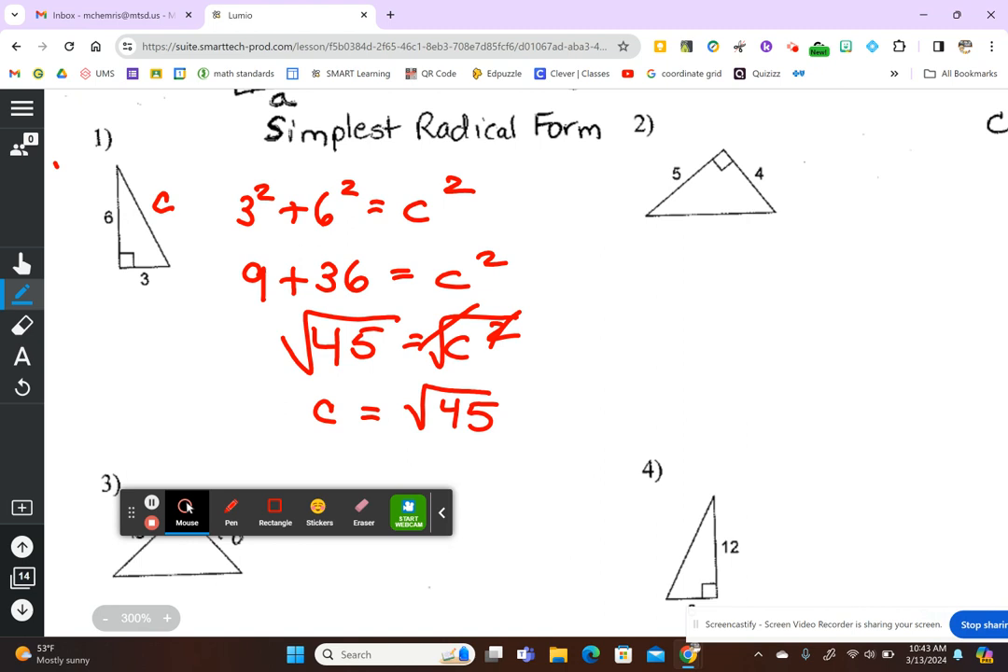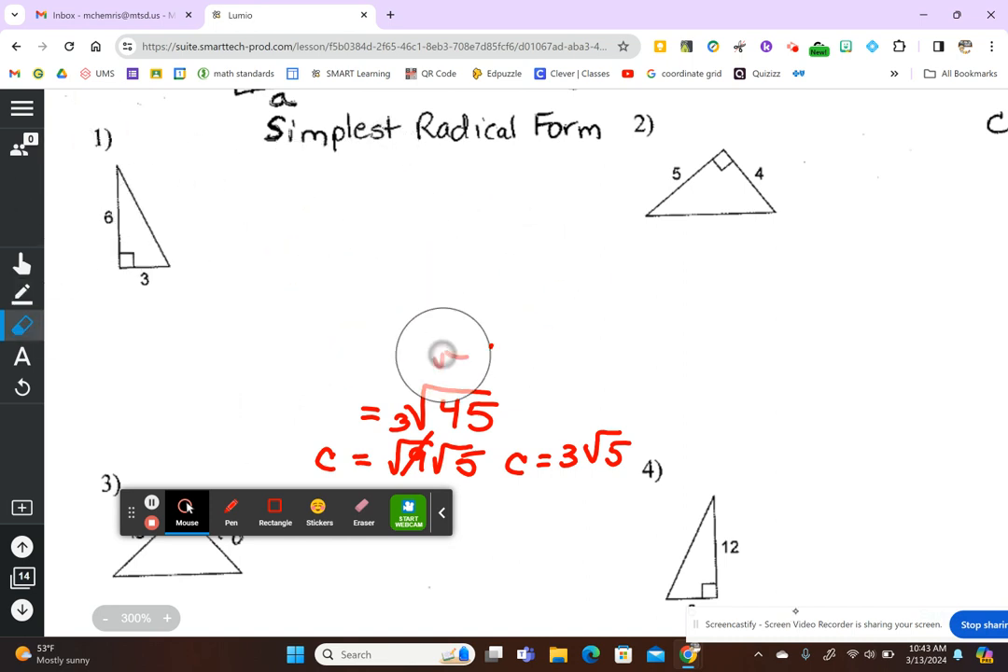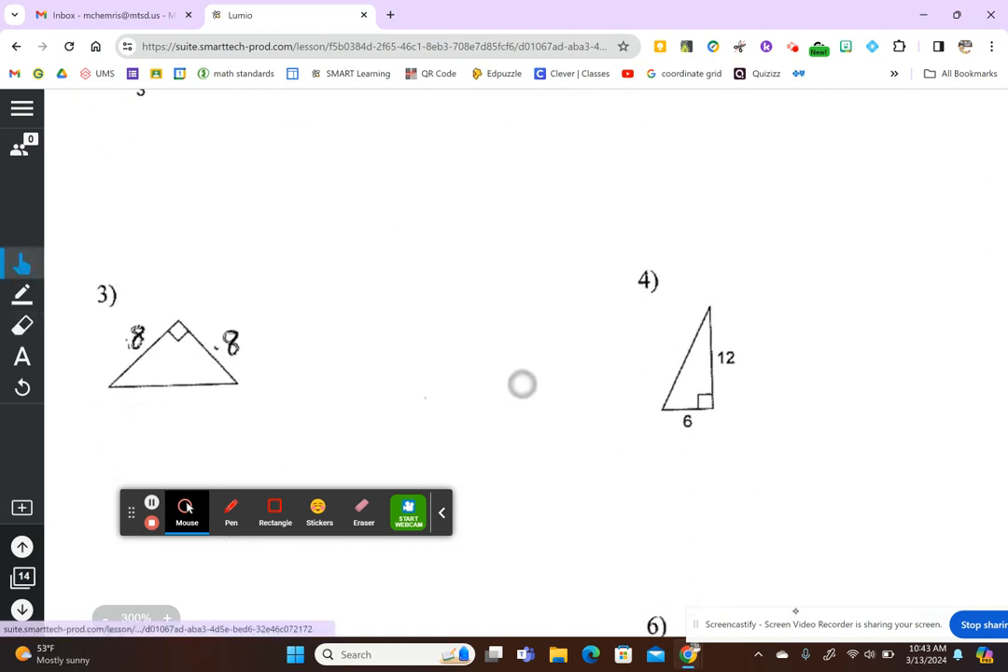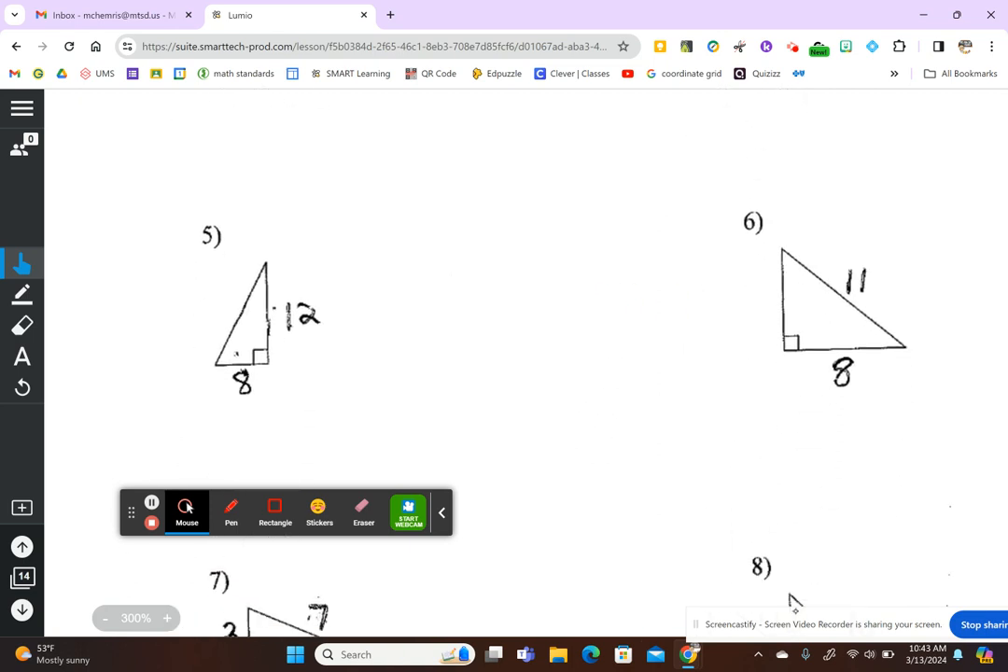Now I can simplify this radical. So I say it's the same as the square root of 9 times the square root of 5. And the square root of 9 is 3. So my answer is 3 root 5. Okay? And now, number 2, the hypotenuse is also missing. For number 3, the hypotenuse is missing. For number 4, the hypotenuse is missing.